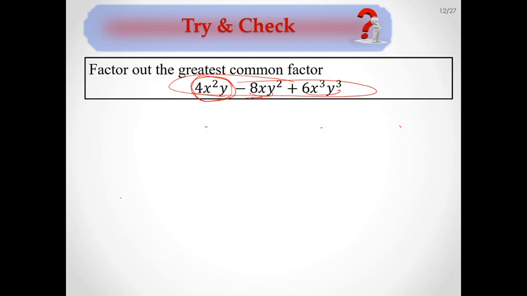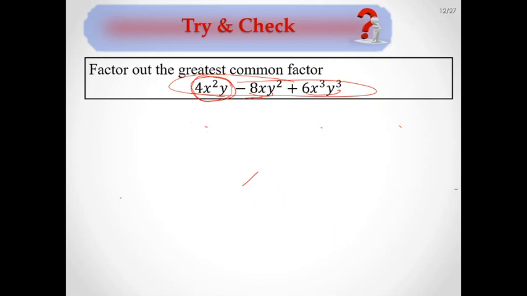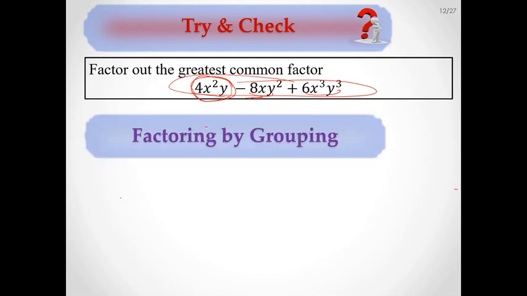Sometimes when we try to do the greatest common factor, we can end up with the greatest common factor as 1. For example, look at these. When you try to find a common factor for those, you will get the greatest common factor is 1. Or there might be some more terms here. In this case, we will try to approach the problem in another way, which is called grouping.